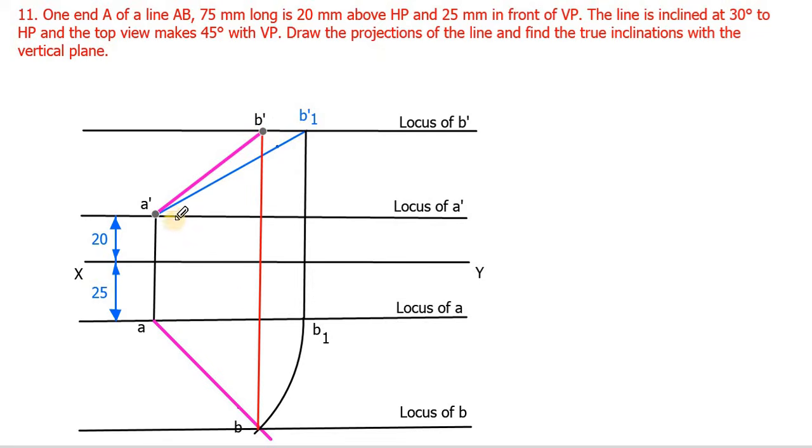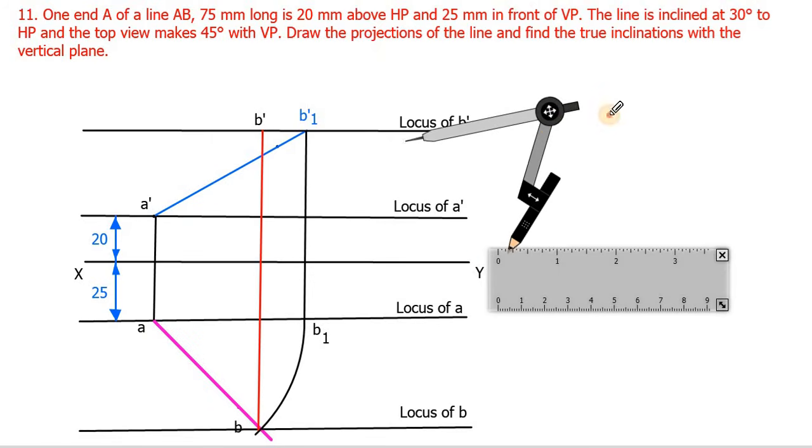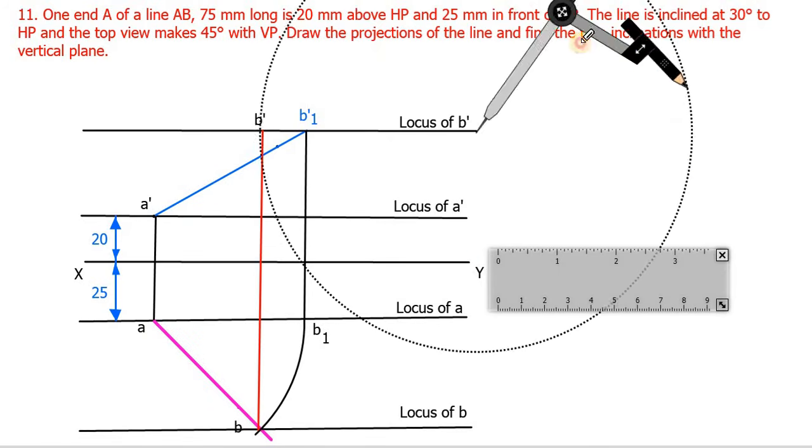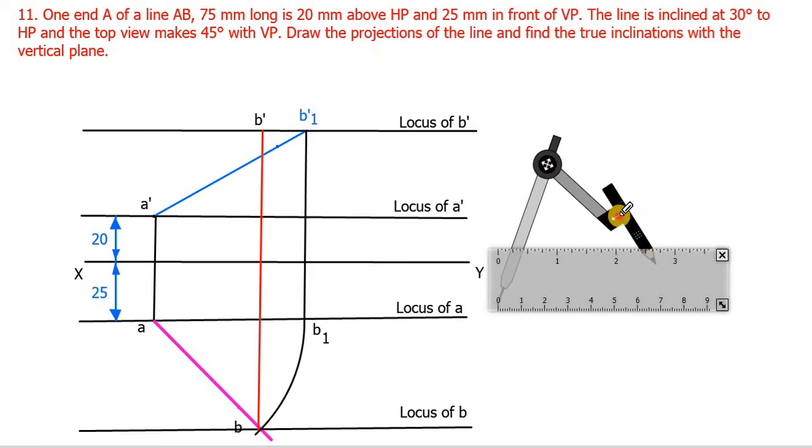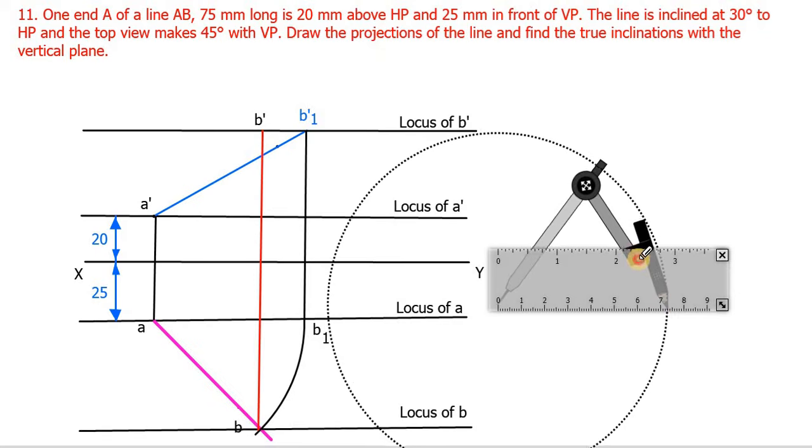Now join A dash and B dash to form front view. This can be drawn in HB pencil. That's all. We have drawn top view and front view. Then one more step is there. Since we need to find true inclination with vertical plane, we have to draw the true inclination with vertical plane. We know the length of the line is 75. So take the compass. Measure 75, that is true length.